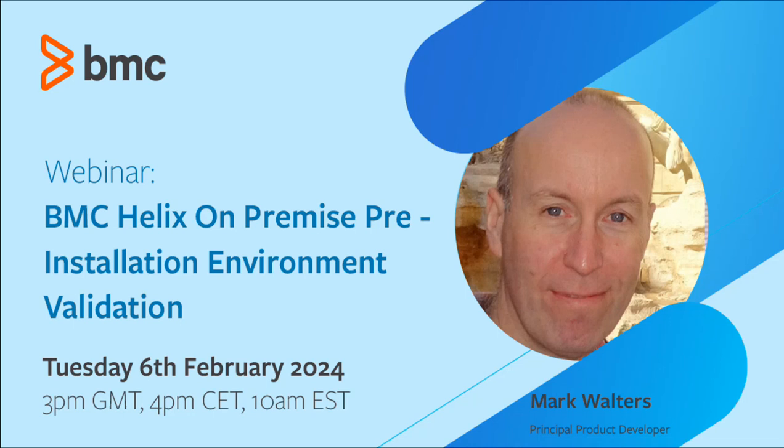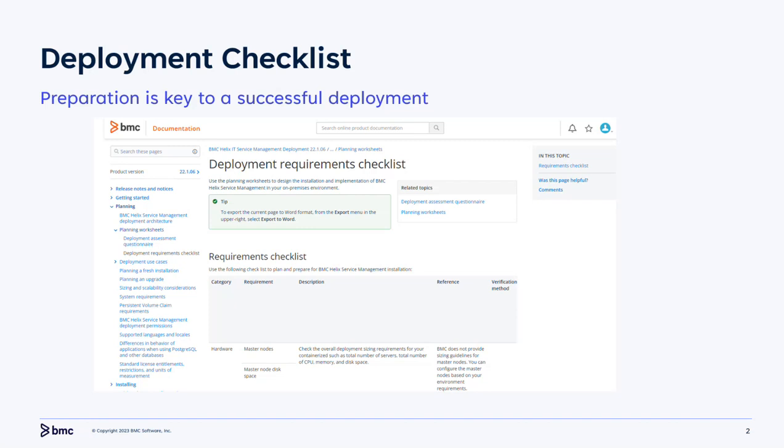Compare that to previous versions where you had to run multiple installers on multiple systems to get an environment up and running. We're going to be working from the deployment checklist that's now included in the documentation. This runs us through many of the different components that are necessary in the infrastructure, the pieces that you need to have in place before you start a deployment.